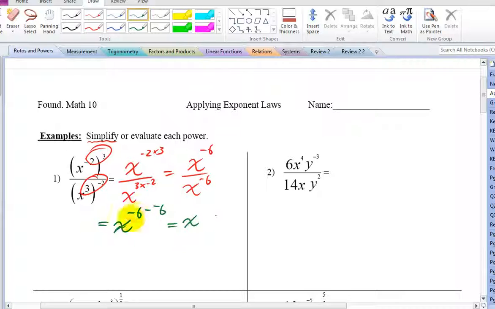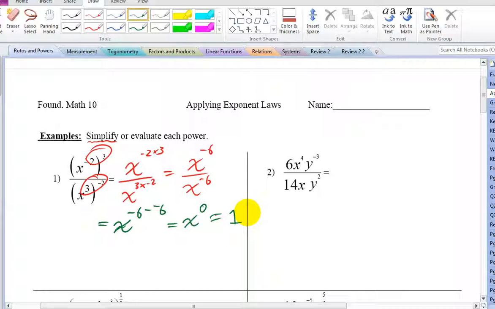All right. Negative 6 plus 6, x to the 0. What does it equal? 1. Okay. Something pretty complicated simplified to something pretty simple. Number 2. Look at your numbers separately.